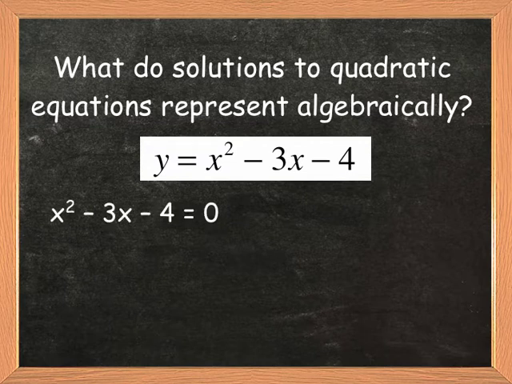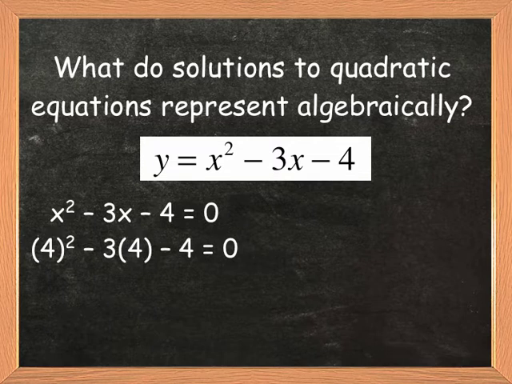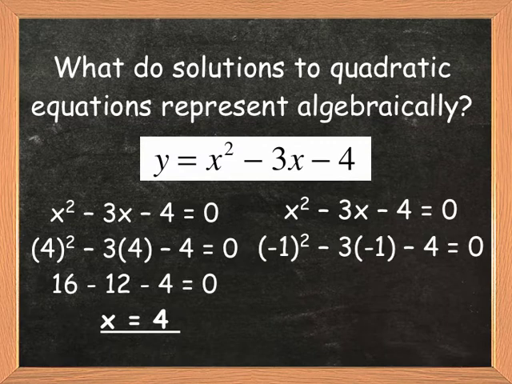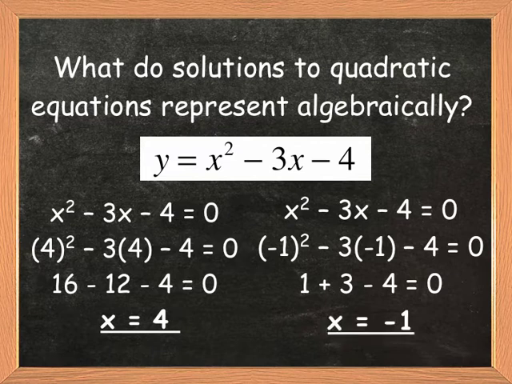So algebraically, if we want to find the solutions, we need to set the x squared minus 3x minus 4, in this case, equal to 0, and find those values for x which will now make this equation true. X equals 4 is one of these solutions. There is another solution, x equals -1. So when you substitute -1 into this equation, you will also get 0. So therefore x equals -1.